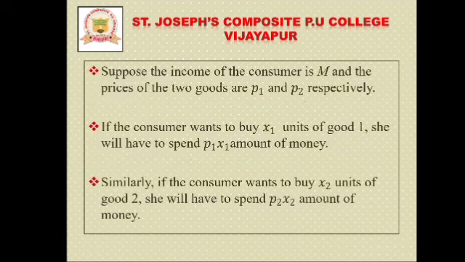Similarly, if the consumer wants to buy X2 commodity called goods 2, the second good, she will have to spend P2X2. Why? Because P2 is the price of the second commodity, so that she needs to spend P2X2. So this is the nature.